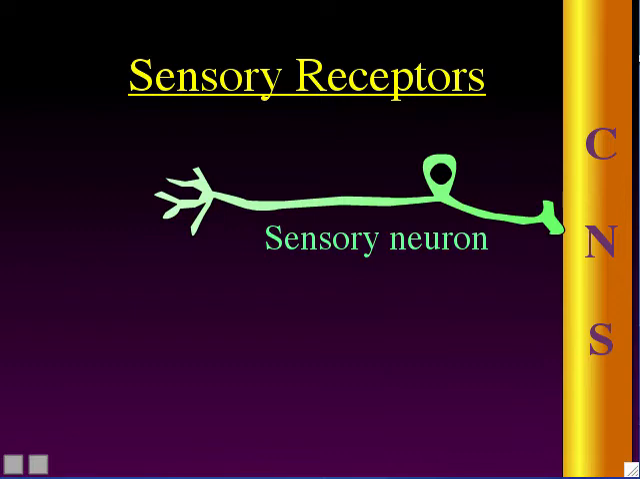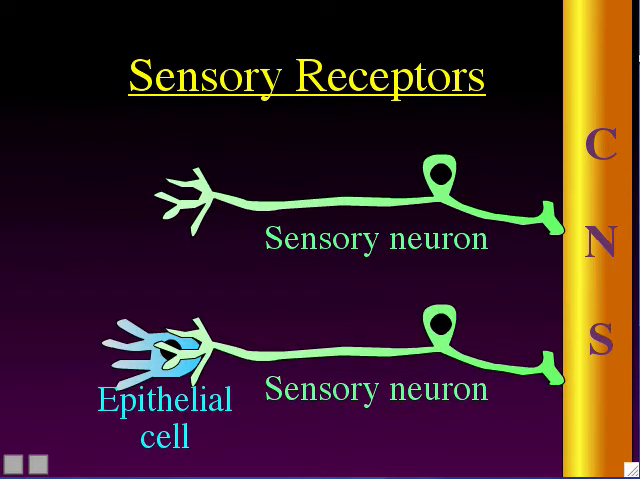Okay, so in some sense organs, that's what the sensory receptors are. They're just a sensory neuron. In other sense organs, it's a little more complicated. In other sense organs, the sensory receptor is actually made out of two cells. One cell is the sensory neuron, but the other cell is what they call a specialized epithelial cell. And in this type of sensory receptor, the specialized epithelial cell's job is to detect the stimulus. And then when it detects the stimulus, the sensory neuron generates a nerve signal which is sent into the CNS.